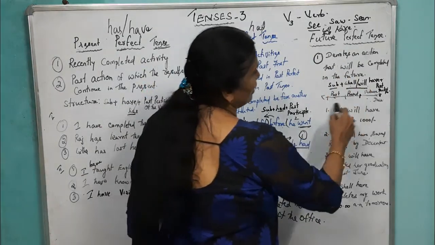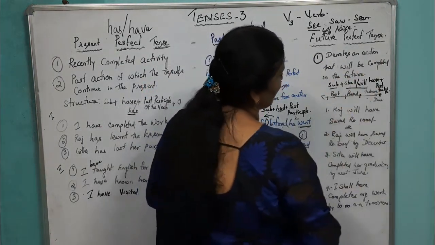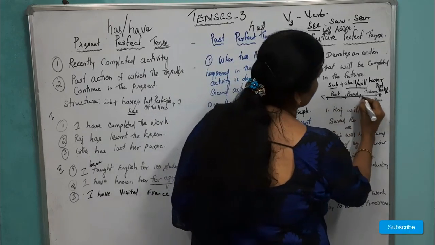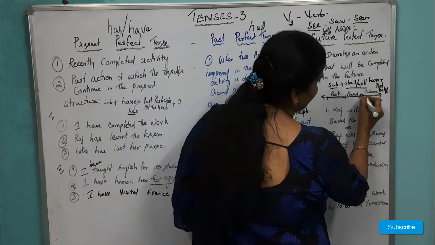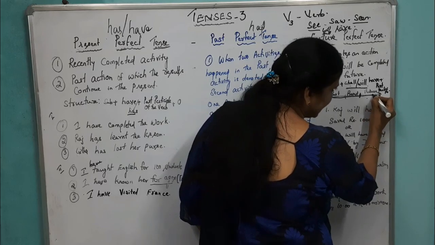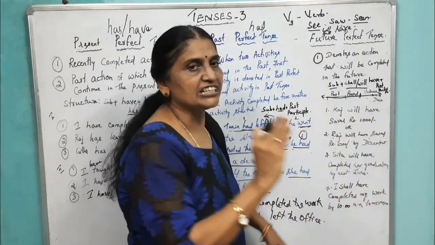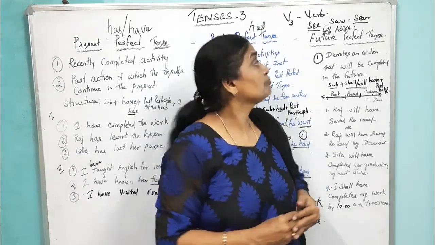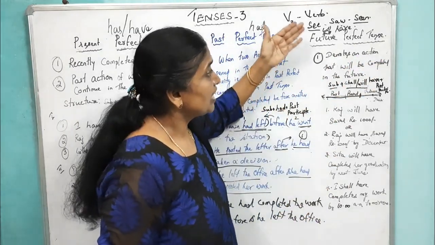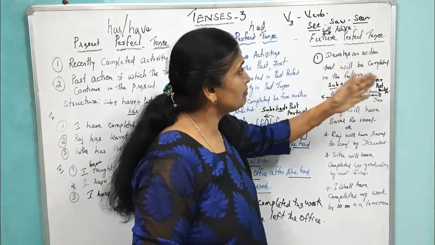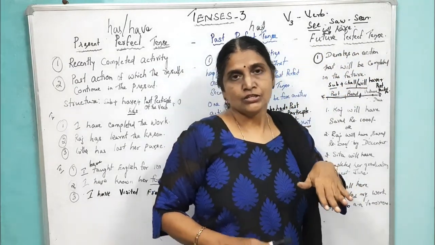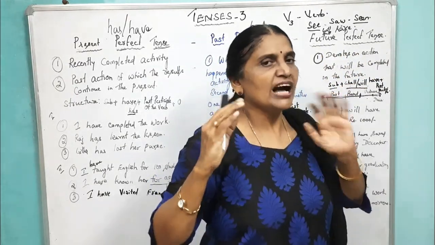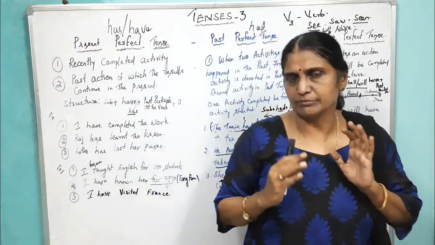Now suppose you take this as a timeline, past, present and future. In the future, at a particular time, the activity will get completed. In that case, you will use future perfect tense. For example, it denotes an action that will be completed in the future. So, for example, you have some plan.